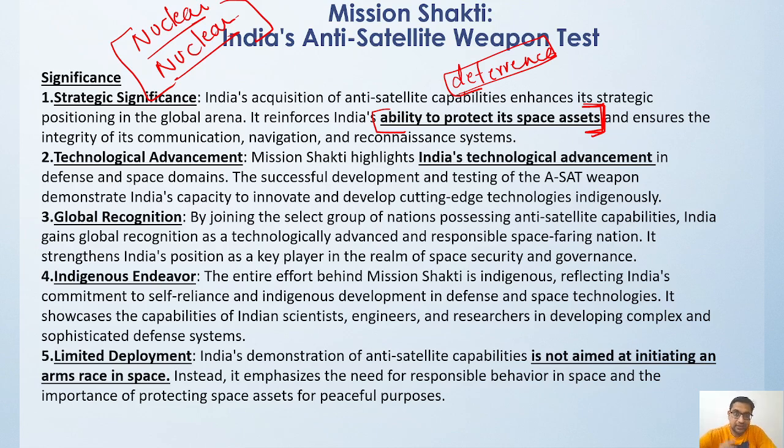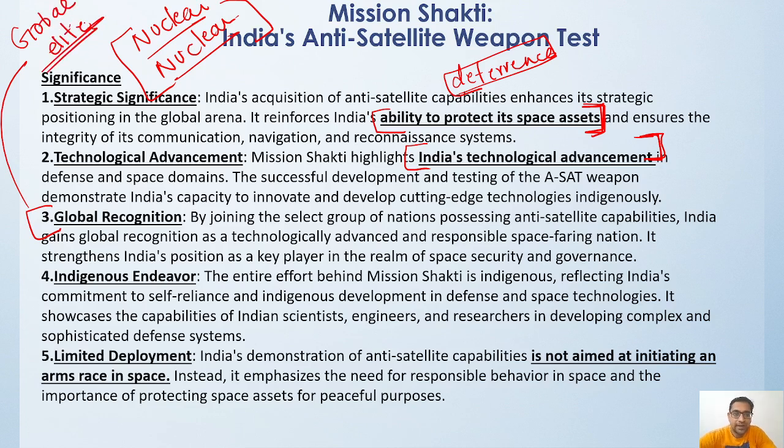With this anti-satellite weapon system, we are also able to show India's technological advancement in space and defense. That means India now has the full capability of attacking anything in space, as shown by the test of the anti-satellite weapon system. That means India has the capacity to innovate, to develop, and has full control over cutting-edge technology, and now India is developing all this indigenously. So with this system, India has entered a global elite club.